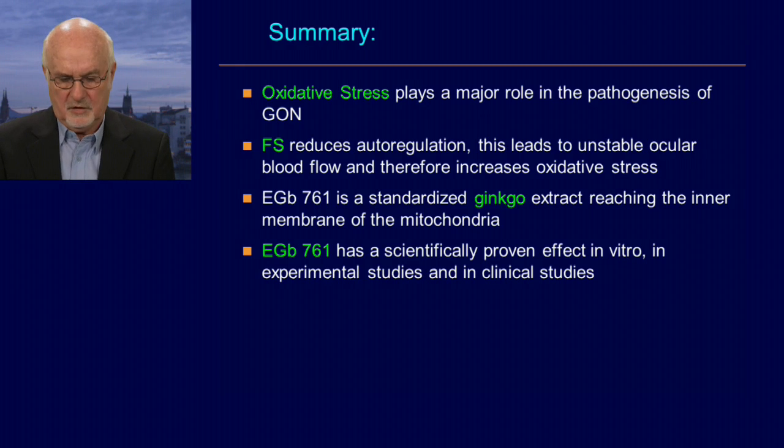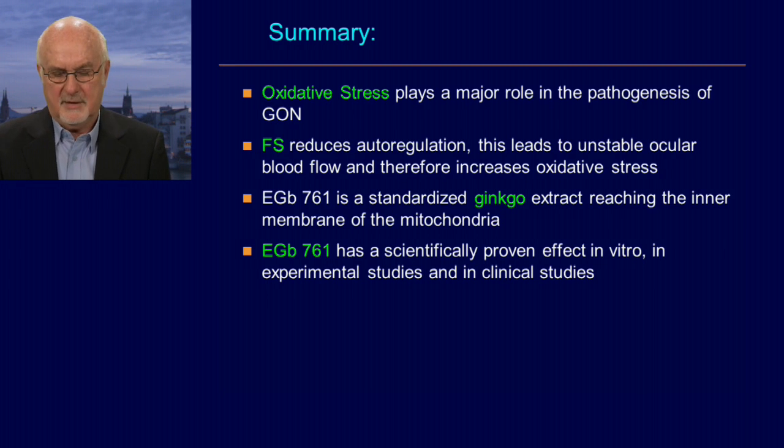This brings me to the summary. Oxidative stress plays a major role in the pathogenesis of GON. Flow or vascular dysregulation reduces autoregulation. This leads to unstable ocular blood flow and therefore increases oxidative stress. EGB 761 is a standardized ginkgo extract reaching the inner membrane of the mitochondria. EGB 761 has been scientifically proven to have an effect in vitro, in experimental studies, and in clinical studies.